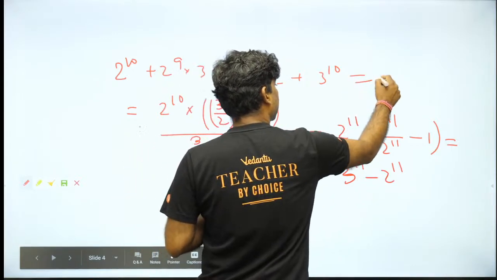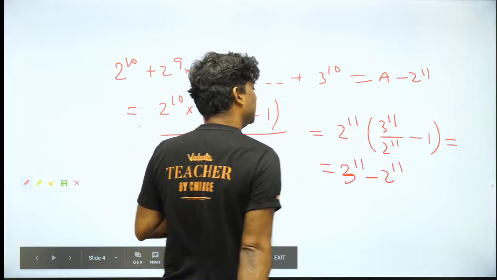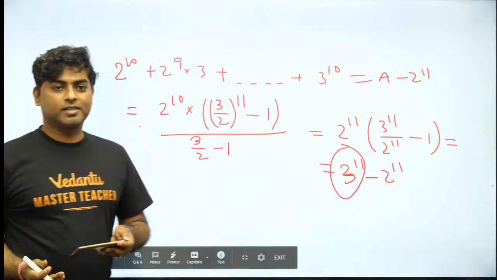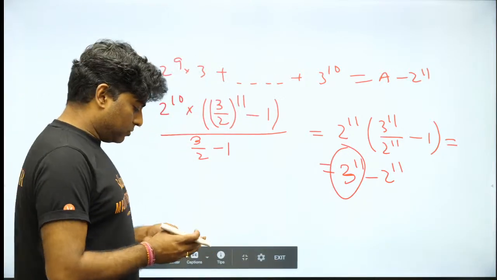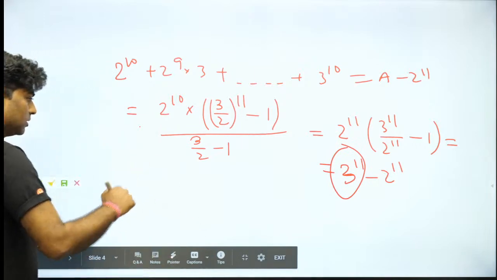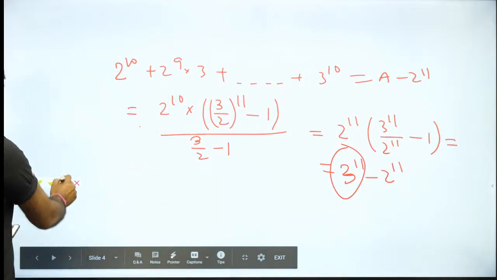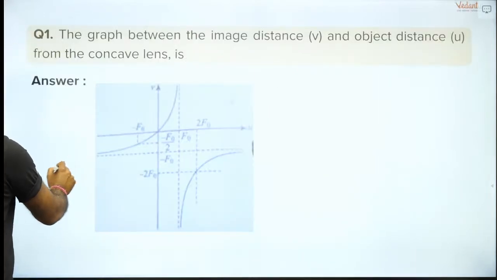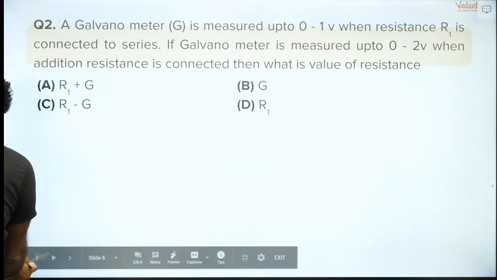However, there is a direct formula for it, right? That is x to the power n minus y to the power n. So it is 3 to the power 11 minus 2 to the power 11. The question asked was a minus 2 to the power 11. What is a? So a is 3 raised to the power 11. Isn't it, bachcho? Right. Come to the next one.